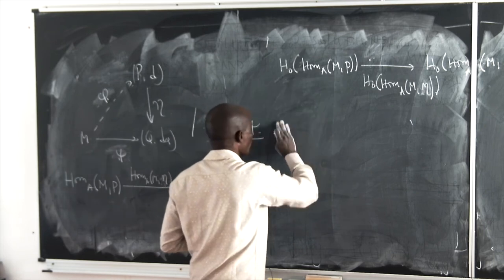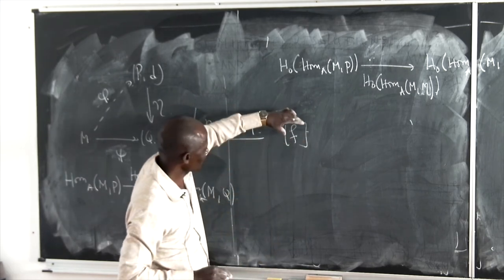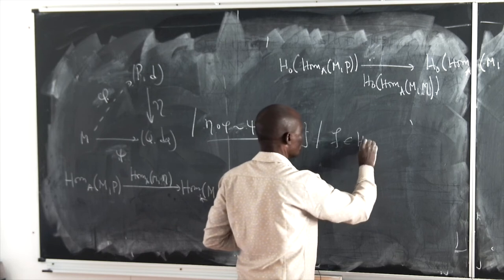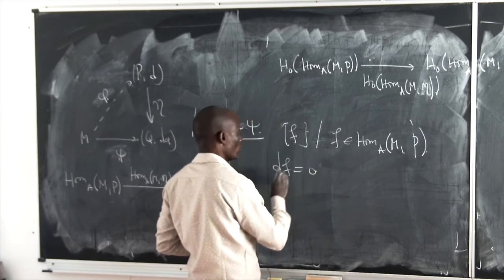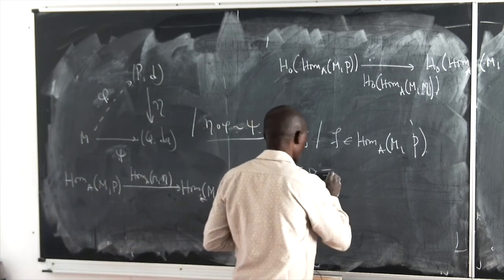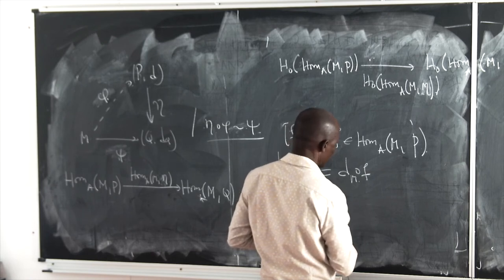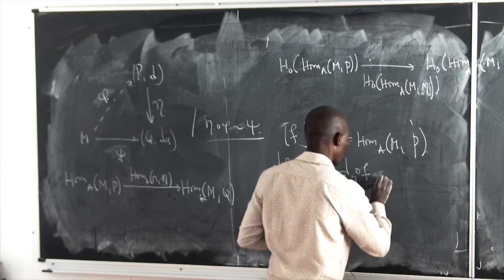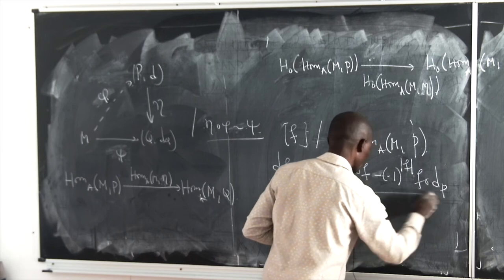So, an element here is what? An element here is F. Let us denote by this the class here. It's such that F is an A map from M to P, satisfying df equal to 0. D here is the differential on this module. But the differential here is what? It is dM composed by f plus negative 1 f composed by d. That's what we saw yesterday.